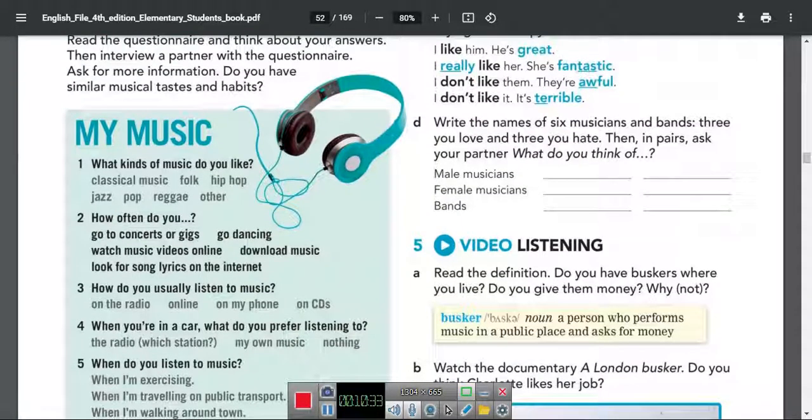So I think we'll switch to video listening. Read the definition. Do you have buskers where you live? Do you give them money? Why not? Okay, busker. Noun, a person who performs music in a public place and asks for money. Итак, человек, который играет в публичном месте и за это собирает деньги. На английском они называются busker.